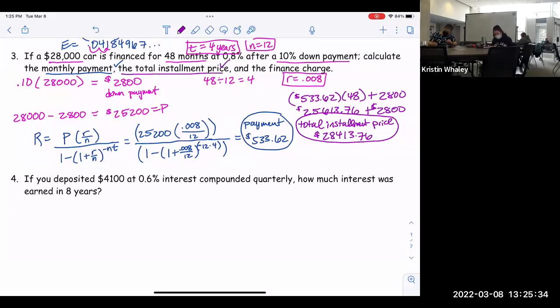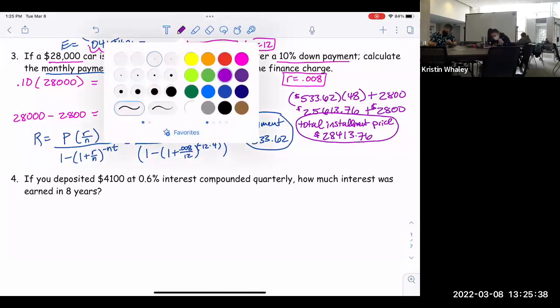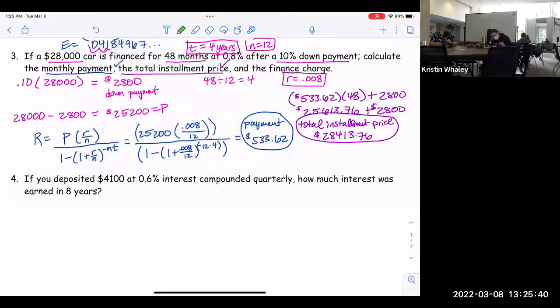All right, so that's our total installment price. And then the last thing we need to find is the finance charge. Remember, whenever it asks for finance charge, that's the same thing as interest, right? That's all at once here. And so to find the finance charge or the interest here, anything that you pay that is more than what something is worth, that's interest, right?